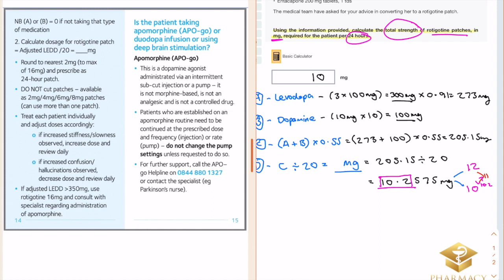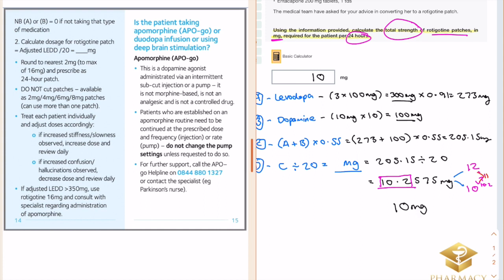Any number lying between 10 and 11 is going to be rounded down to 10. Any number between 11 and 12, so if I had 11.4 or 11.8, it would have been rounded up to 12. So in this scenario, 10.2 gets rounded down to 10 milligrams.